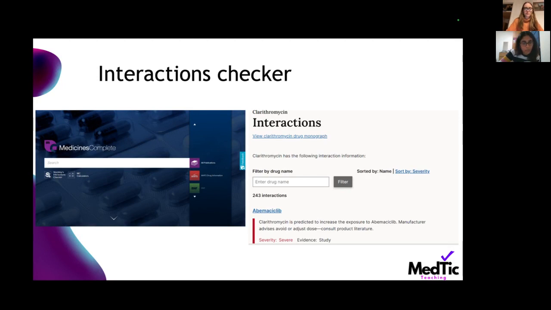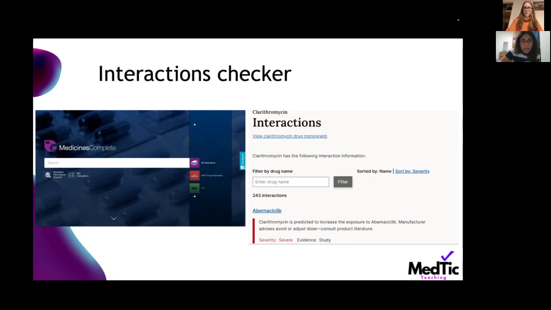I've heard from other people that some people prefer Medicines Complete. It has a bit of a cleaner interface, but obviously it's not as familiar as the BNF, especially if you're used to using the BNF most of the time. So when it comes to this, it's really your personal preference. Just try both of them out when you're revising for the PSA or doing exam papers. Try using both of them, see which one feels the most natural and the most comfortable for you, and then stick with that.